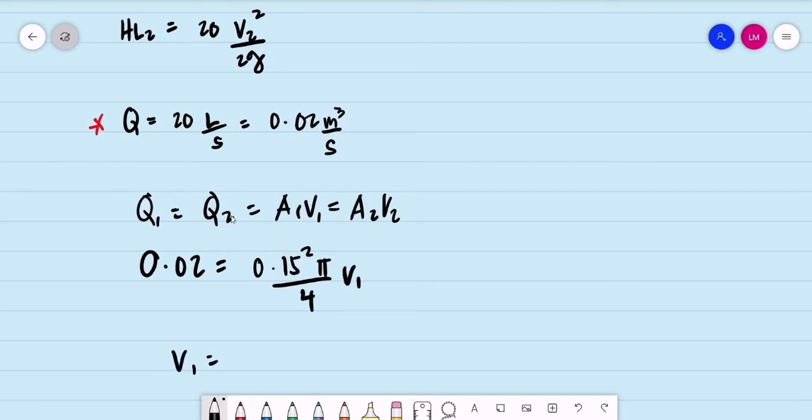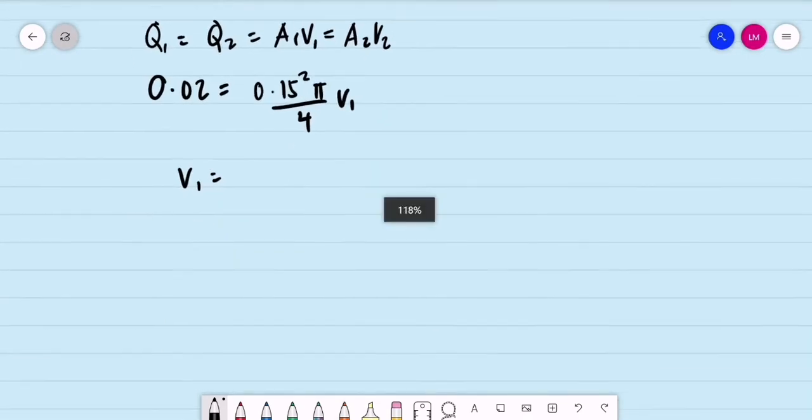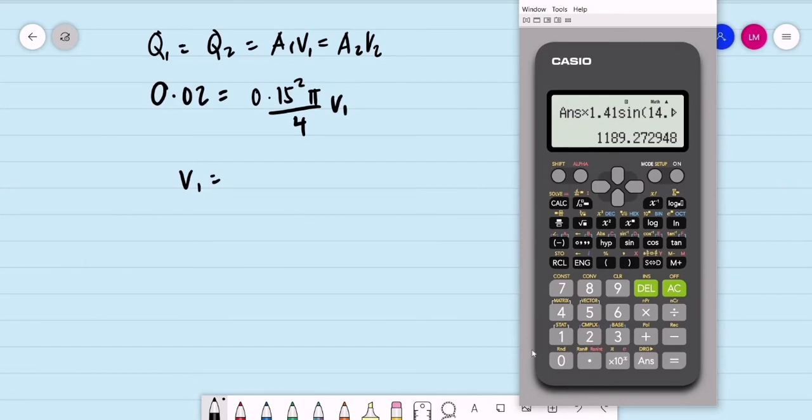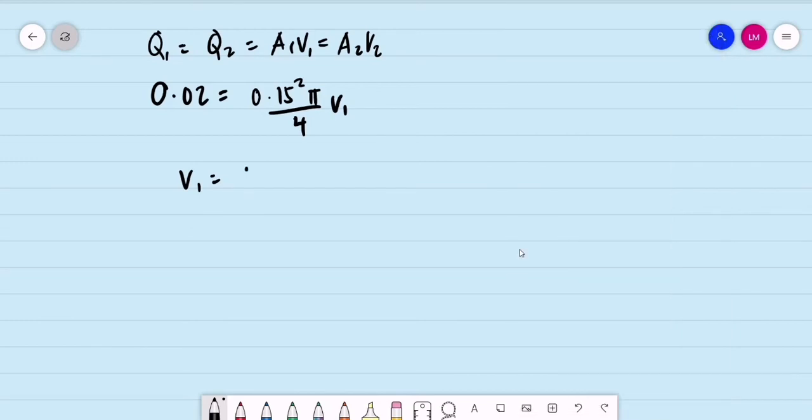So ano yung velocity of flow dun sa first pipe? Yun yung before the pump. That is the same as 0.02 divided by 0.15 squared pi, divided by 4. So that's equal to, let's say, 1.132 meters per second. Then yung second pipe, so we have the same discharge of 0.02.